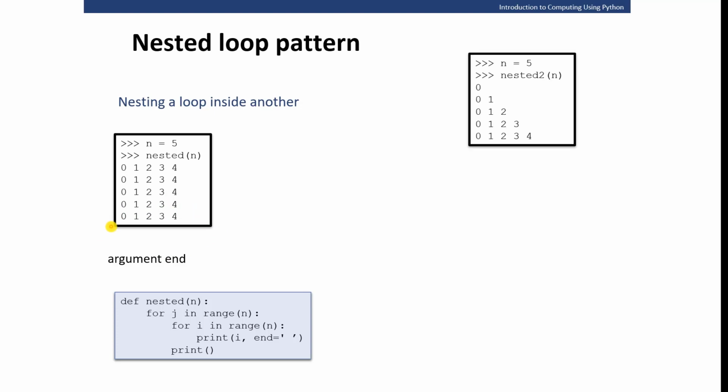Now let's suppose that I would like you to implement a function called nested2, and it prints the numbers: at line 1, 1 item, at line 2, 2 items, at line 3, 3 items, at line 4, 4 items, and at line 5, 5 items. Can you solve that? So when j equals 0, the inner loop should print 0.